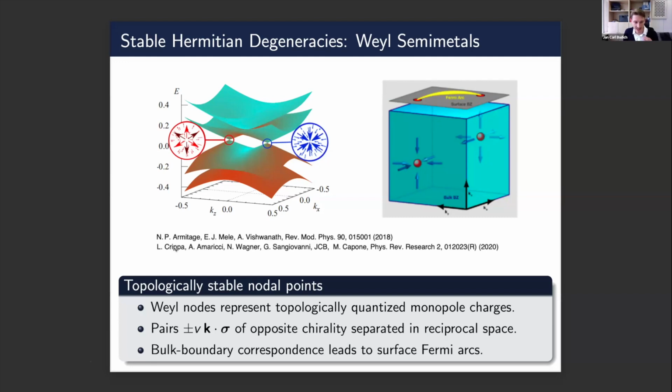So the, let's say, junior scientist doing the heavy lifting in these projects is Lorenzo Crippa, and then senior collaborators are Giorgio Sangiovanni, and in this project also Massimo Capone.